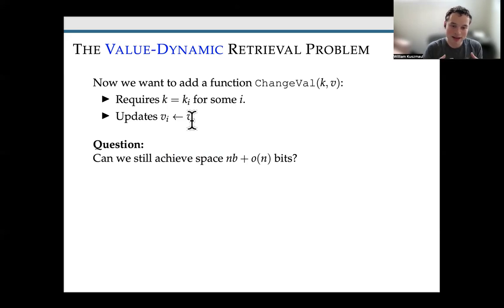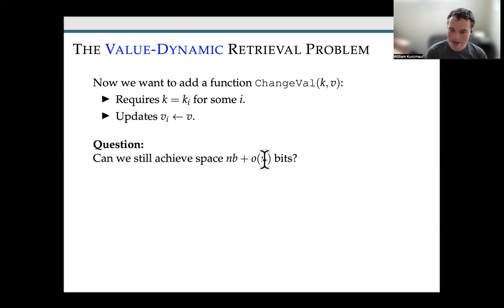So this is a semi-dynamic data structure. You can't change the key set, so the set of social security numbers is going to stay the same, but you can change the value associated with any given person. The question is, with this value dynamism, is it still possible to achieve the same space bound that you got in the static case?